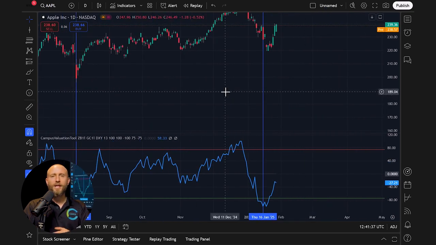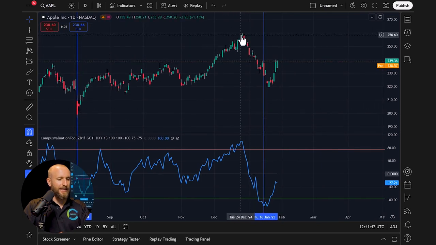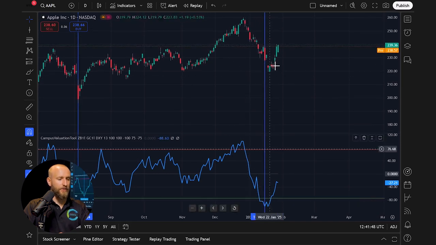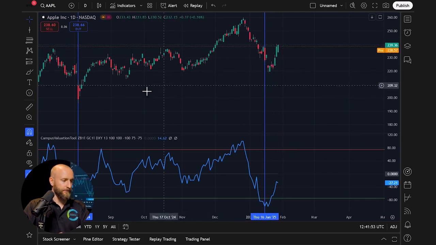Now, let's see what happened to price when we were undervalued. So you can see Apple here was in a pretty strong downtrend actually, and it sold off quite substantially. But as soon as we became undervalued, prices started to form a bottom, then eventually started to rally.